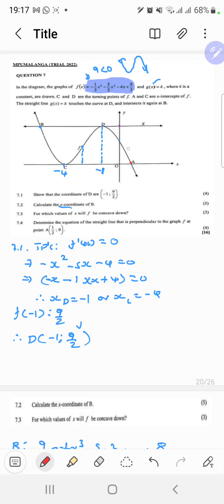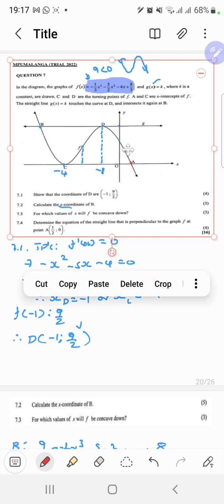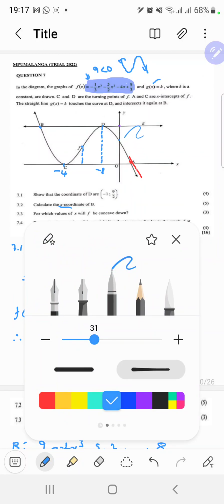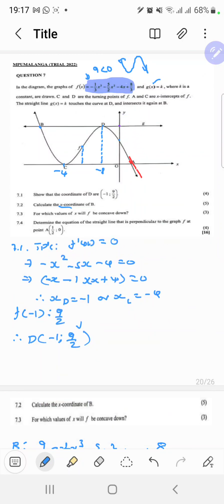And then now it says, determine the equation of the straight line that is perpendicular to the graph of f at point A. So we know here that we want a tangent first at point A, because this line, whatever it is, it has to be perpendicular to our tangent at A.